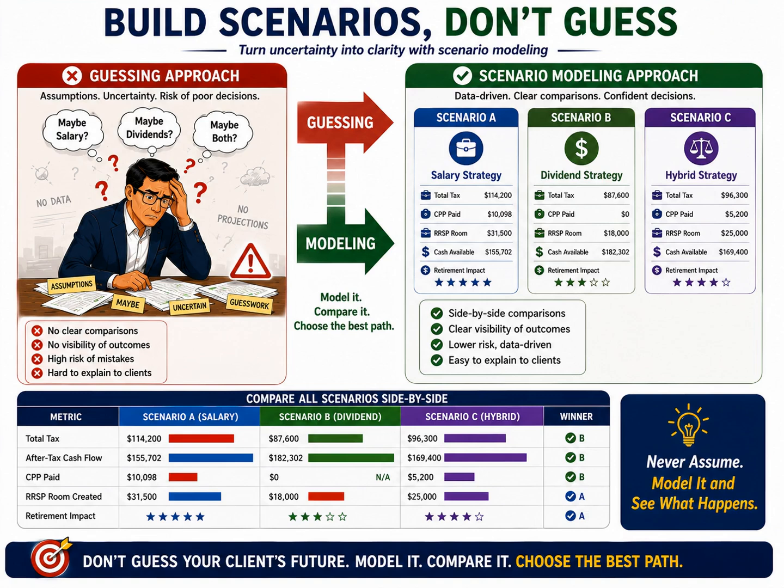The comparison table at the bottom highlights another key advantage. All scenarios can be reviewed side by side. The client can immediately see the trade-offs. One option may produce lower taxes. Another may create more RRSP room. A third may provide a better balance between current cash flow and future retirement benefits.